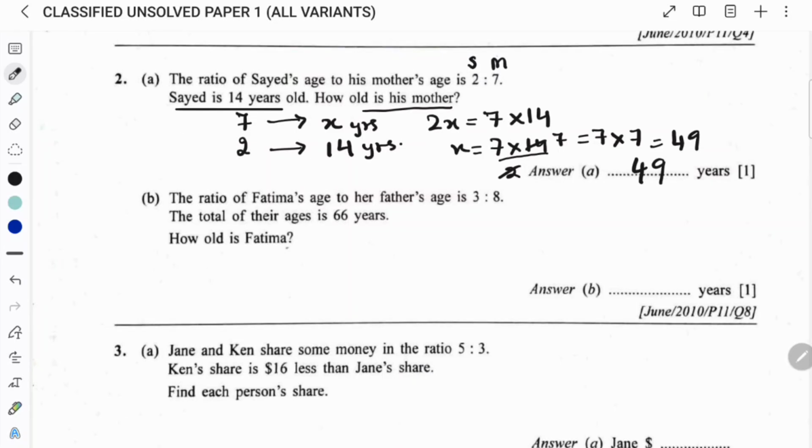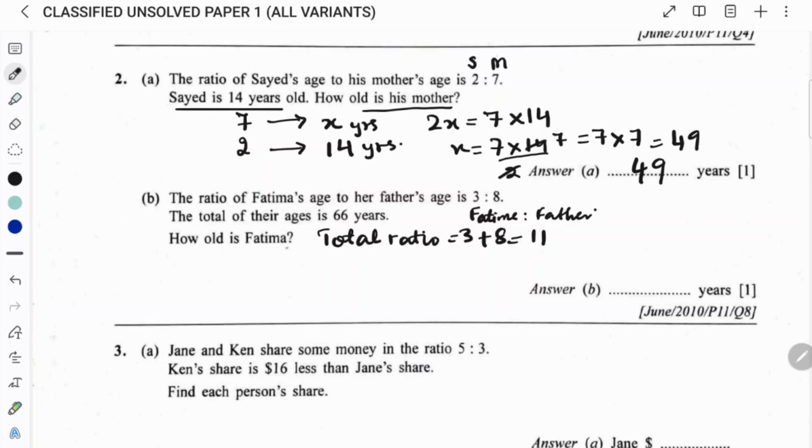Part B, the ratio of Fatma's age to her father's age. So this is Fatma's age and father's age. Okay, so Fatma's ratio is 3 and father's ratio is 8. The total of the ages is 66 years. How old is Fatma? Because the total is given. So what is the total ratio? So the sum of ratio is equal to 3 plus 8, which is 11.